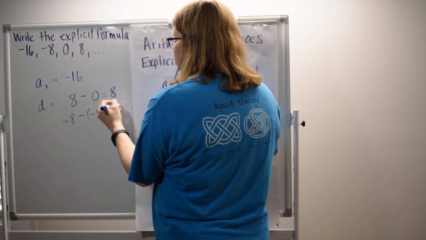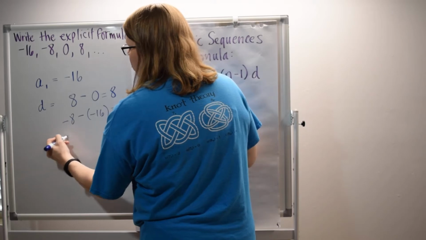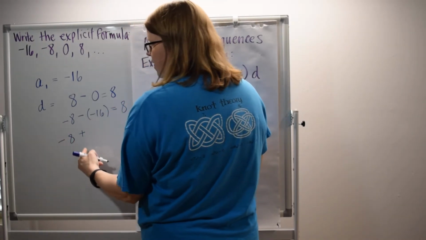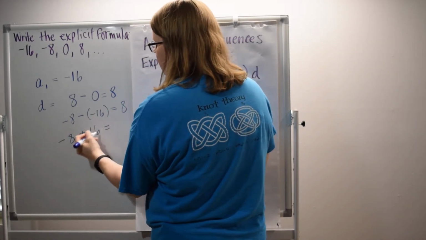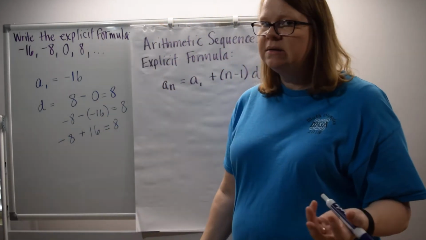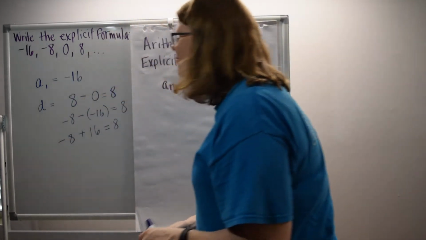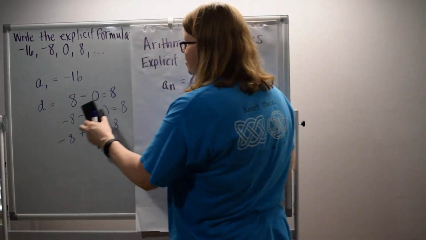But negative 8 plus 16, that's 16 minus 8, so that's positive 8. Or you might have thought, well, minus a negative, that's positive. And so 16 minus 8 is still 8. So you can see the difference is still 8. It doesn't matter how you did it. So the difference is 8.